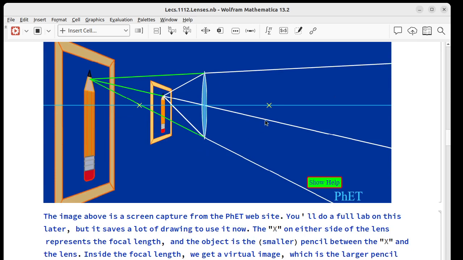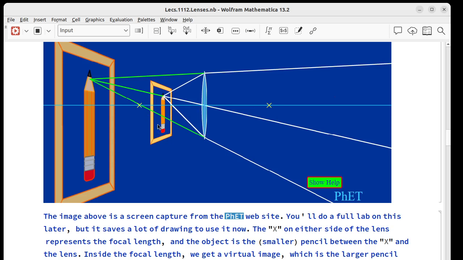You could see how this works with this screen capture from the PhET website. You'll do some PhET labs this semester. This is a program at University of Colorado. They have these Java physics simulations. In this case, we have a double convex lens. The X's here represent the focus points, the focal points one focal length away from the lens.